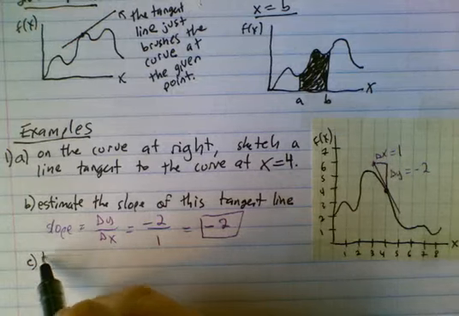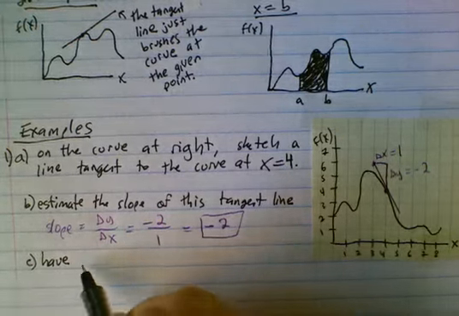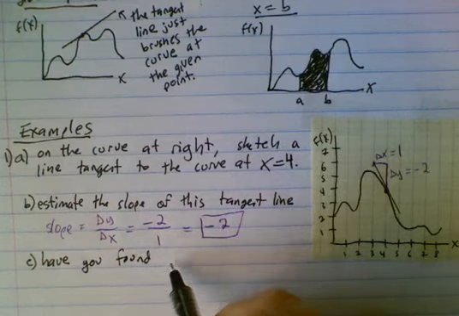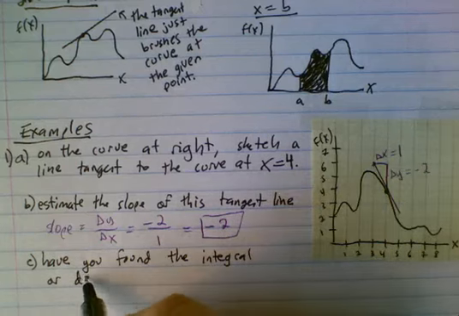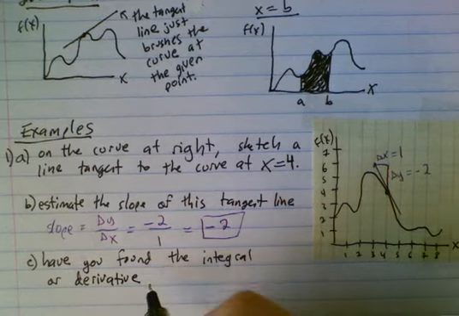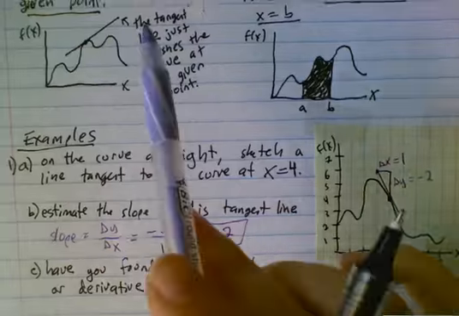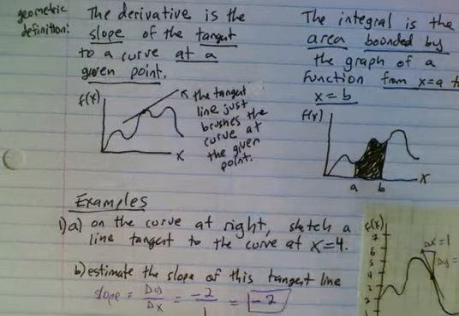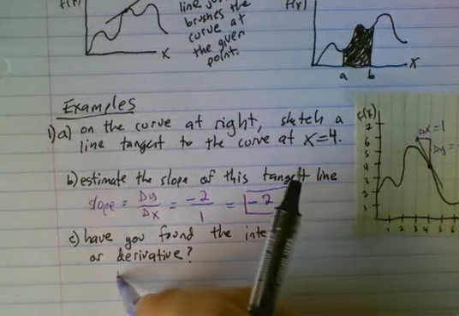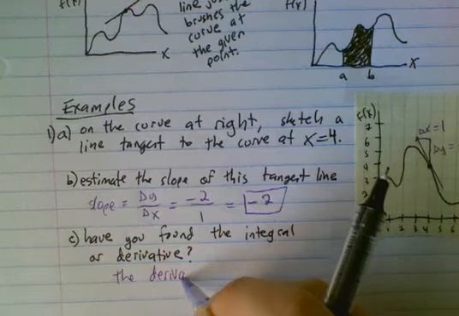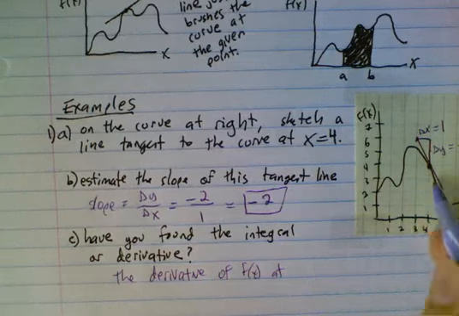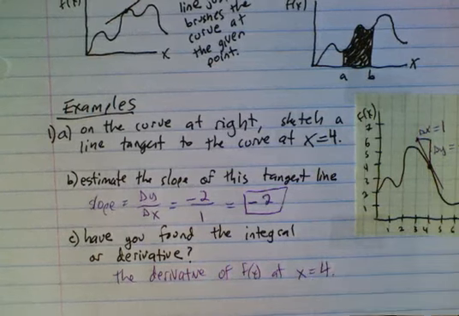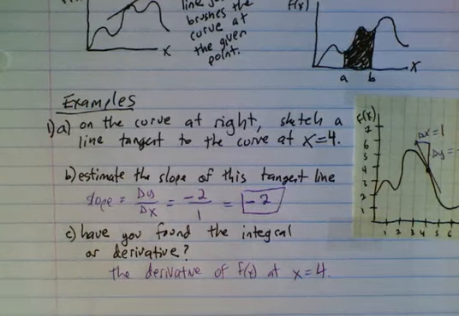And then C, have you found the integral or derivative? We know that the slope of the tangent line is associated with the derivative. So that means we've found the derivative of, this is called f of x, at x equals 4. And there we go. That's calculus. There will, of course, be a lot more to it, but that's the basic idea.